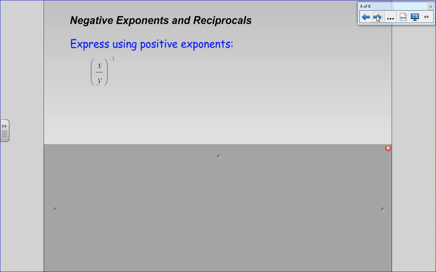First, note that we're raising a quotient to a power, so we can raise both the numerator and denominator to that power. So we have x to the negative 3 over y to the negative 3. And now, by the property we just learned, we can move the x to the negative 3 to the denominator as x to the positive 3, and move y to the negative 3 to the numerator as y to the third. We can go one step further if we'd like to write this fraction using one common power of 3. We can write the quantity y over x to the third power.